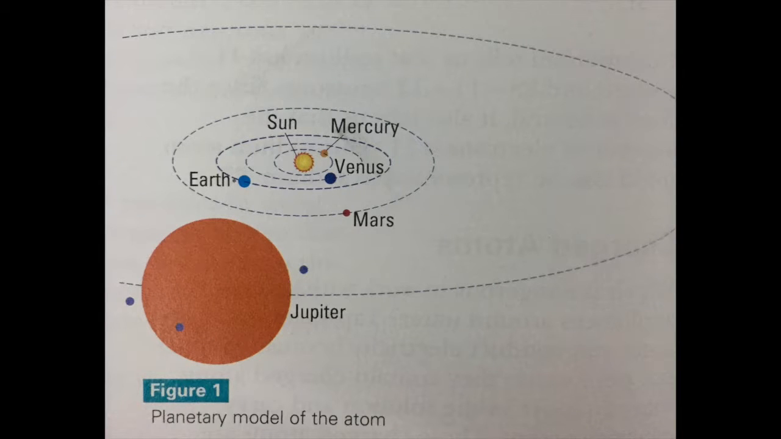Look at the planetary model in Figure 1. How does this model resemble Rutherford's nuclear atom? Further experiments suggested that, as an improvement to Rutherford's model, electrons orbited around the nucleus like planets around the sun.